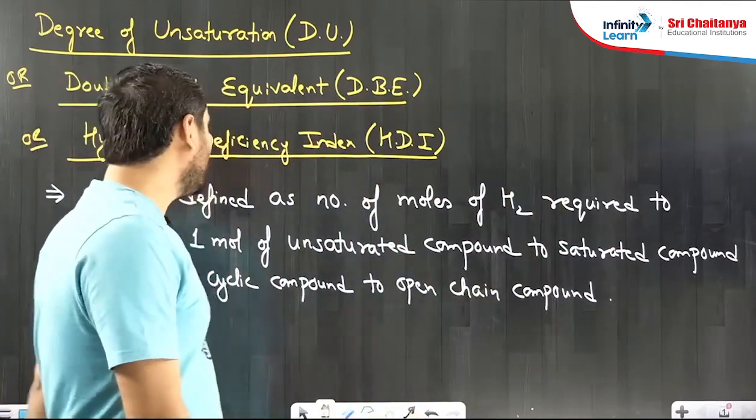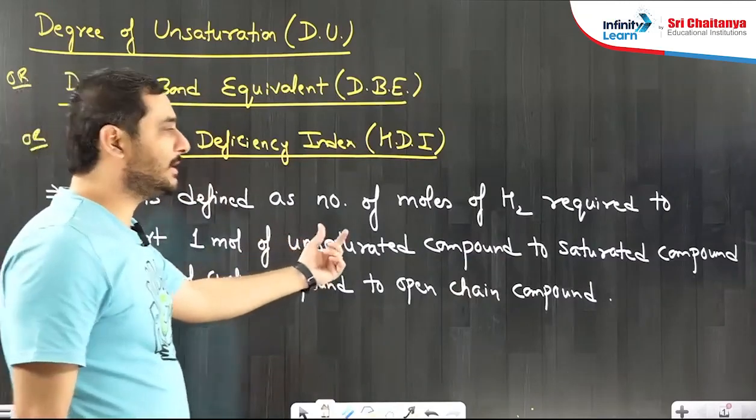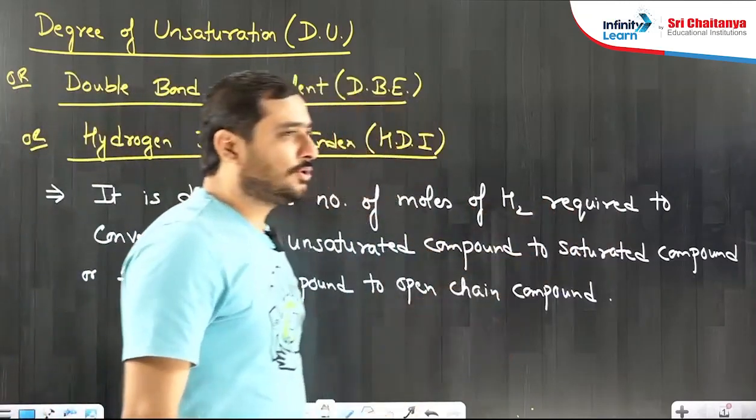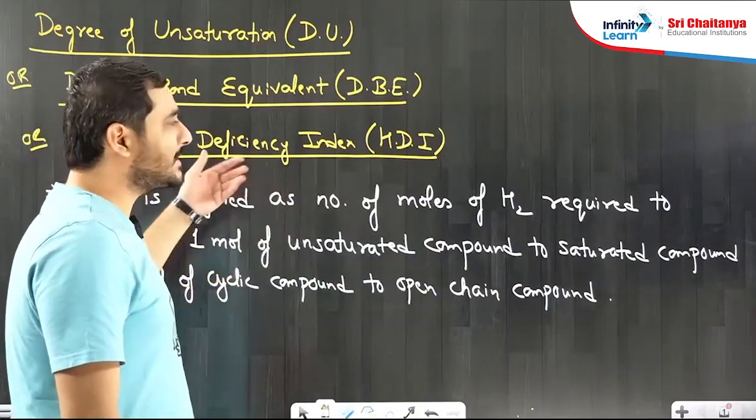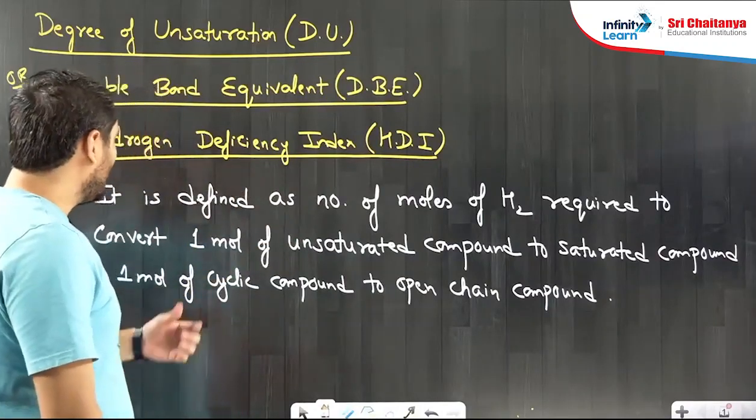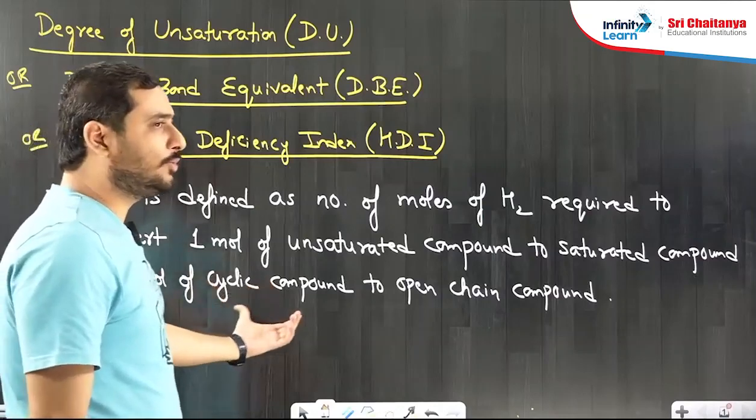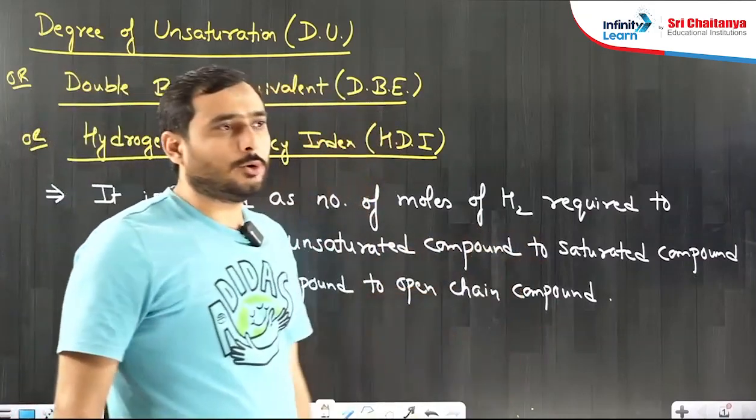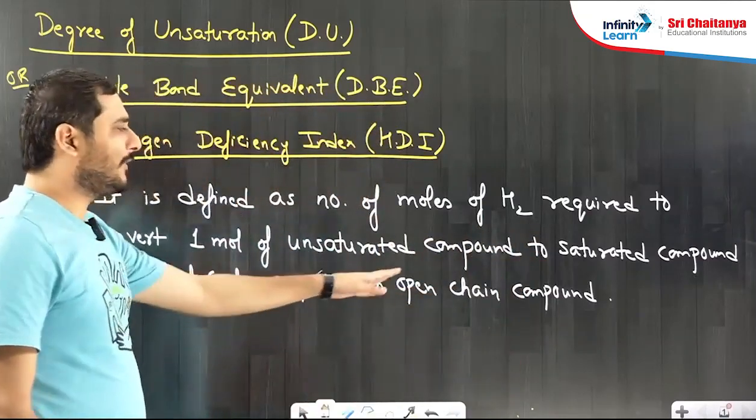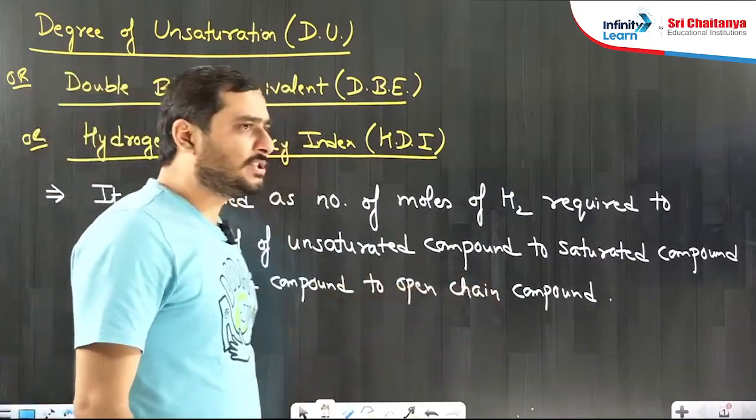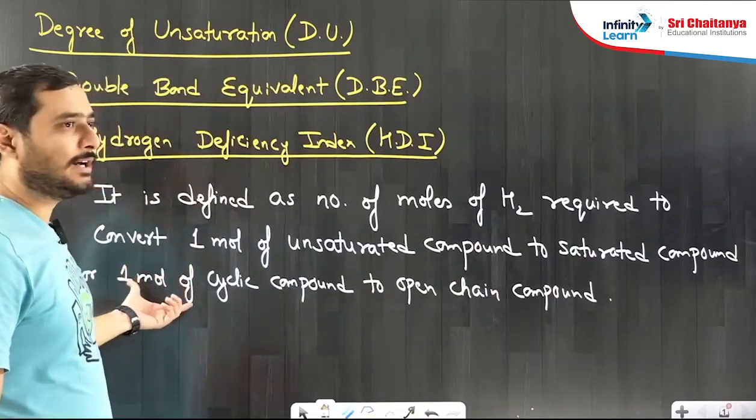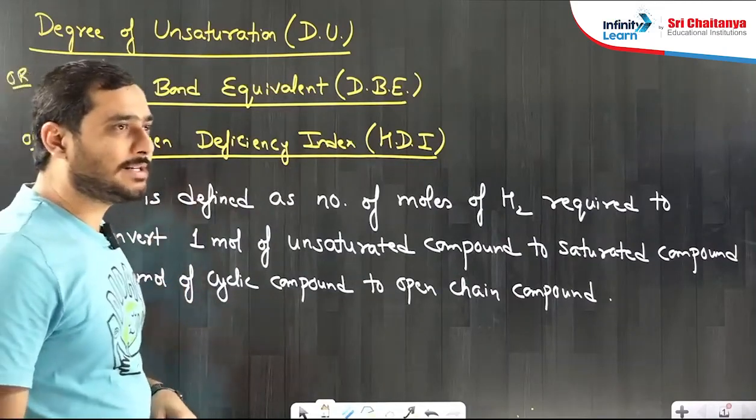So what we have to do is convert 1 mole of unsaturated compound to saturated. By balancing we can know how many moles of hydrogen are required. That will be its degree of unsaturation. Or for 1 mole of cyclic compound converting into its homologue open chain compound, meaning the number of carbon atoms remains the same, the cyclic compound will be converted to open chain. How many moles of hydrogen are required? That is called degree of unsaturation.